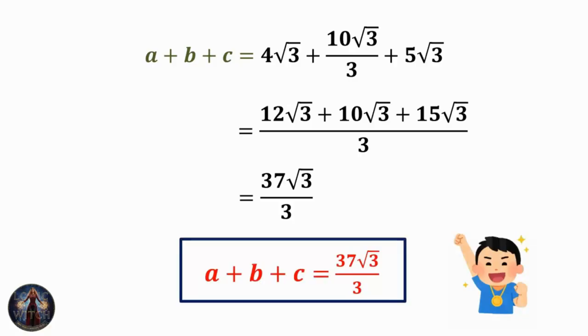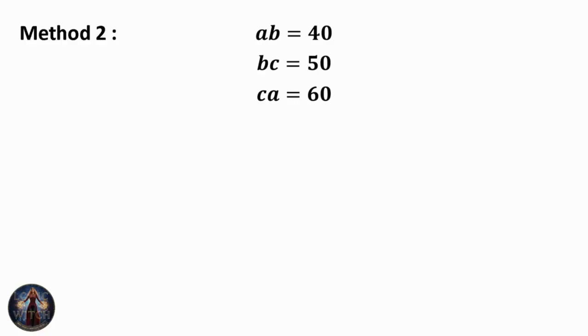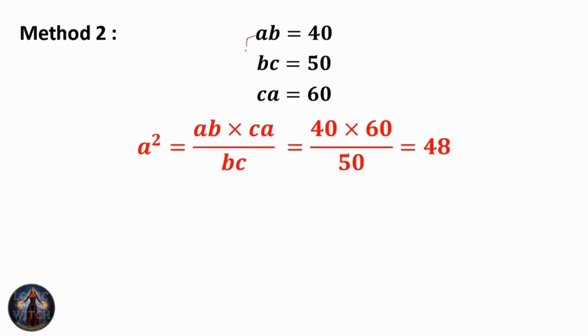Now let's discuss the second approach. We are given these values. What else can we do? We can multiply any two of these equations and divide by the third equation to get the value of any variable. Let's see how. If I multiply ab by ca and divide it by bc, what am I going to get? ab into ca upon bc. This b will get cancelled out and this c is also going to cancel out. So I am getting the value of a square, which is nothing but 48.